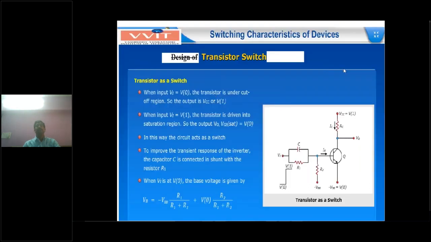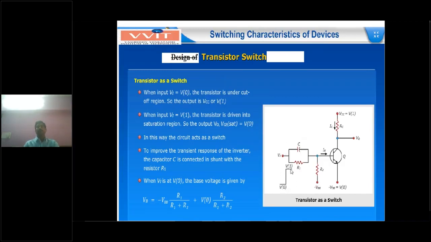Next one, design of a transistor switch. The design of the transistor switch uses the same common emitter configuration. Here one more capacitor is inserted, and a bias supply is provided. Why? Because the transistor operates as a switch: in cutoff it is an open switch, in saturation a closed switch, and in between, in the active region, the transistor operates as an amplifier. This active region transition width has to be reduced. That's why this capacitor and supply voltage are used.